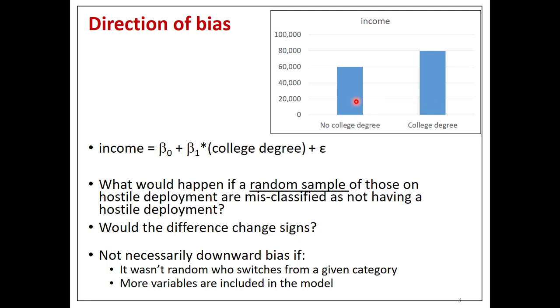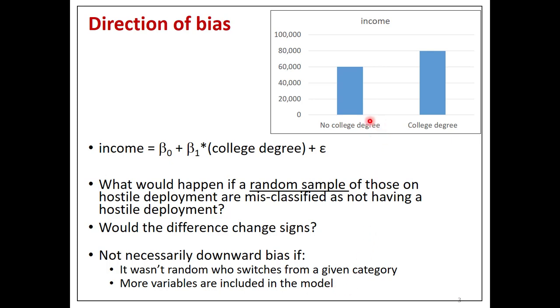So it should be a downward bias towards 0 in the estimated effect of college, but it's not necessarily a downward bias with measurement error if it's not random who switches from a given category, or even if more variables are included in the model, then it's possible you might not get that downward bias.